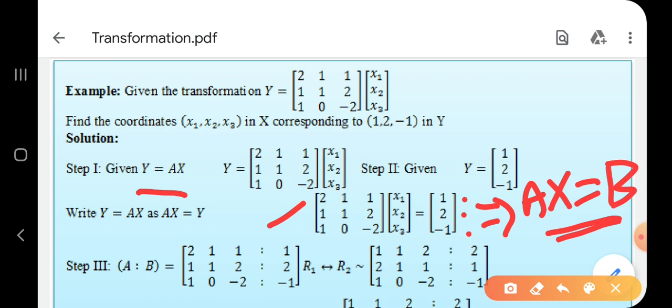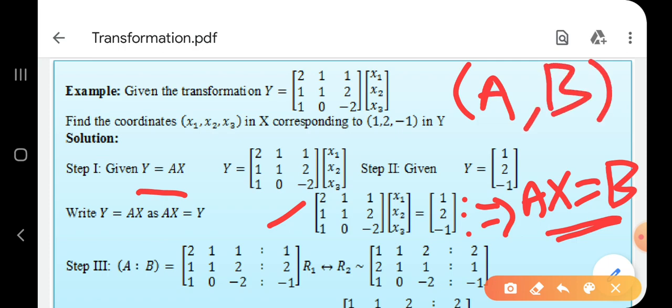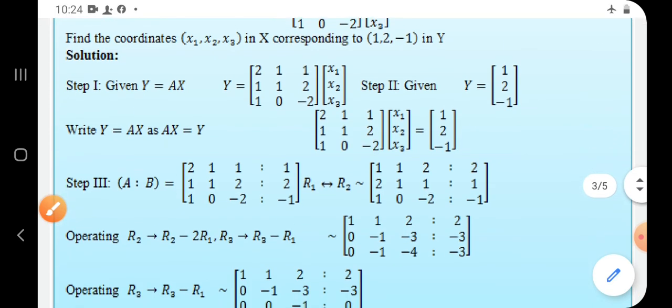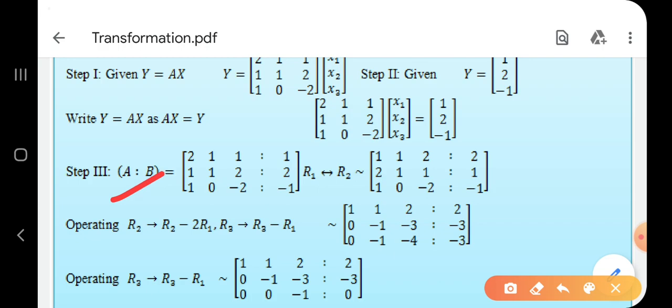How do we solve a non-homogeneous system? We consider the augmented matrix AB and reduce that into canonical form. So consider the augmented matrix AB: [2 1 1 | 1; 1 1 2 | 2; 1 0 -2 | -1]. Now I want 1 here instead of 2, so interchange the first and second row. R1 interchange R2. You will get [1 1 2 | 2; 2 1 1 | 1; 1 0 -2 | -1].